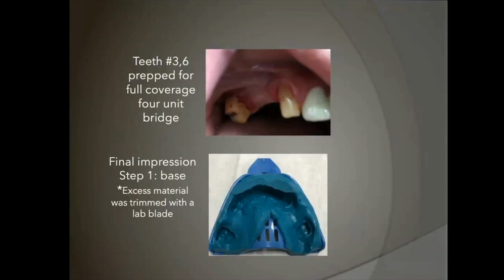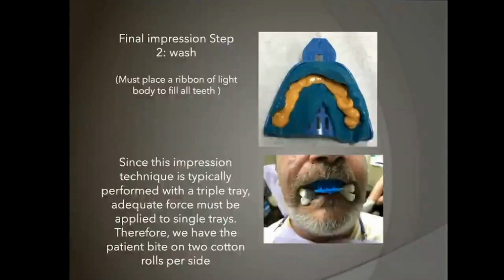Here's an example of a bridge. Here's teeth numbers 3 and 6 that are prepped for a full coverage 4-unit bridge, and the final impression is made with the base material, with the heavy body. The excess material on the flange was trimmed with a lab blade, so that allows the impression to be reseated once you've captured this initial impression. And then you inject your light body all the way around to all the teeth.